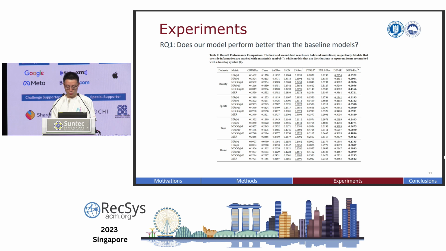Among models that do not incorporate set information, FMLP-REC with learnable filters achieved the best performance, underscoring the effectiveness of learnable filters in sequential recommendation. As the results show, our model achieved the best performance across all metrics and datasets.